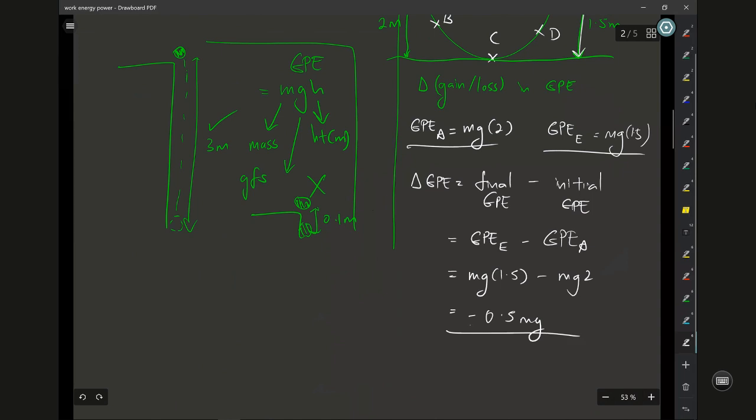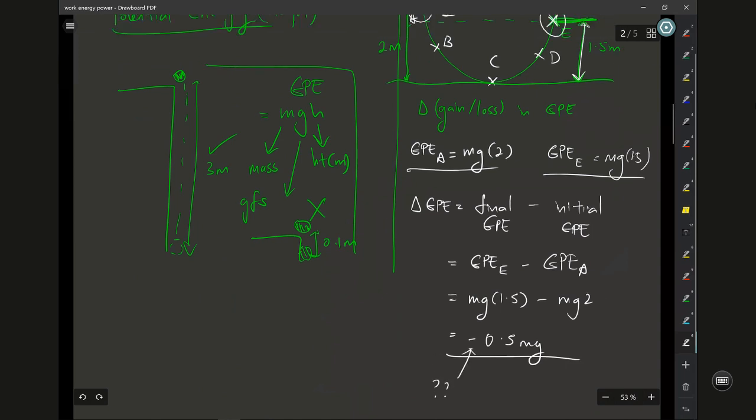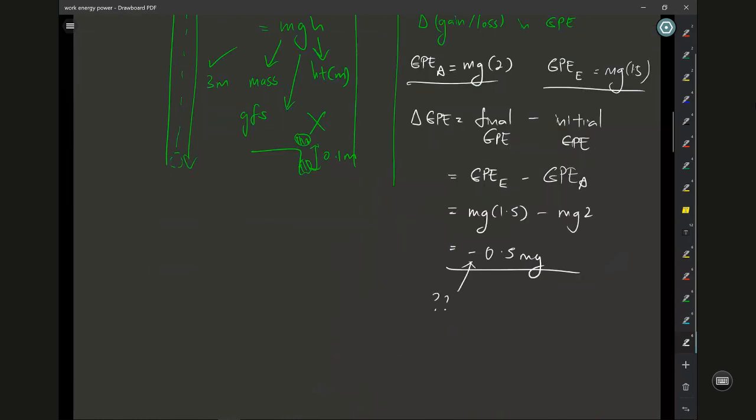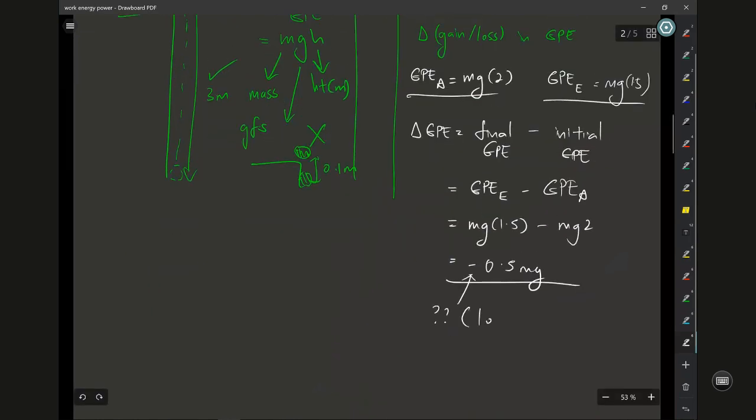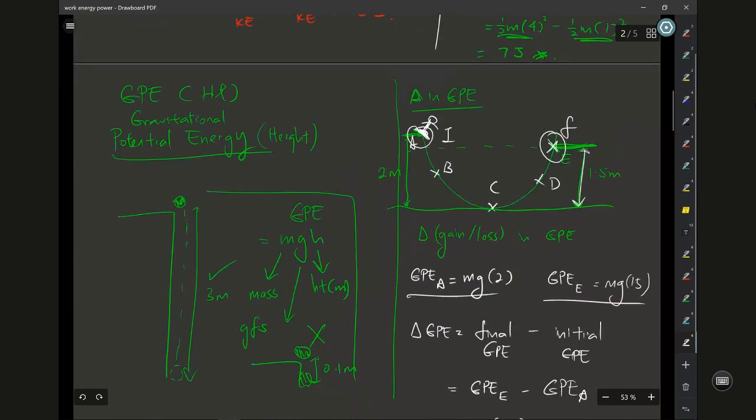Now, why is there a negative when this is a scalar? What does the negative mean? A negative means a loss. Okay, so is there a loss in energy? Yes, obviously, right? The skater is dropping in height. Look at where he was at point A. He was 2 meters above ground, and look at where he was at point E. He's at 1.5 meters above ground.